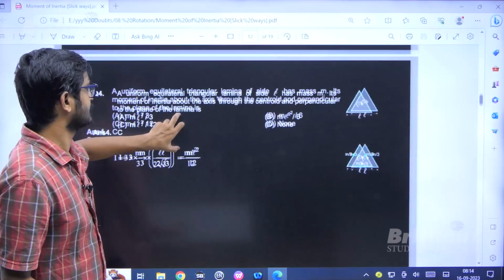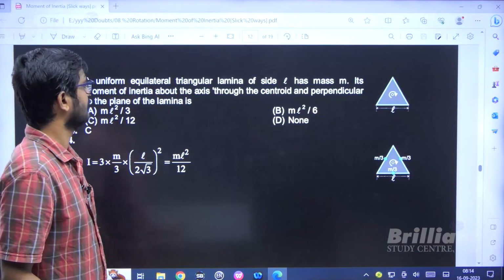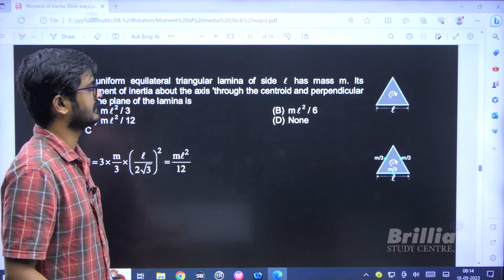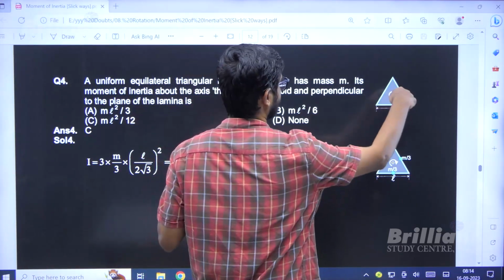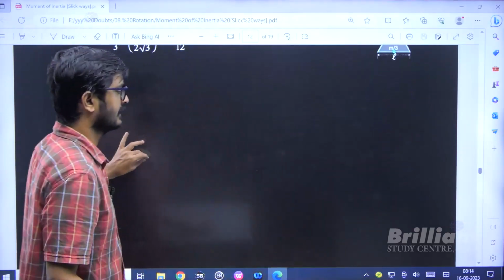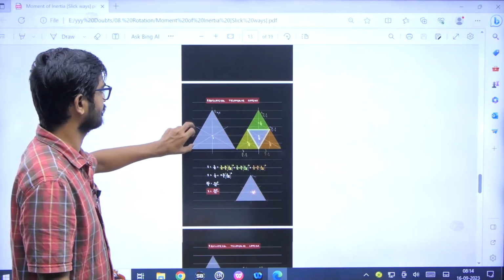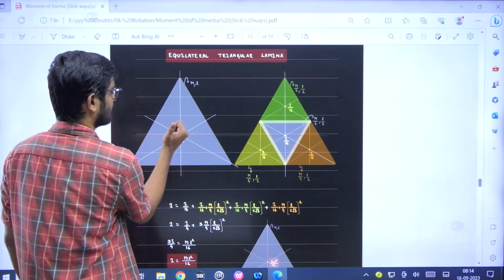Now similarly, there is another question here. A uniform equilateral triangular lamina of side length L and mass m, its moment of inertia about the axis passing through the centroid and perpendicular to the plane. So about this axis you need to find. Again we will be going by the same thing. I am assuming the moment of inertia about this axis is I.